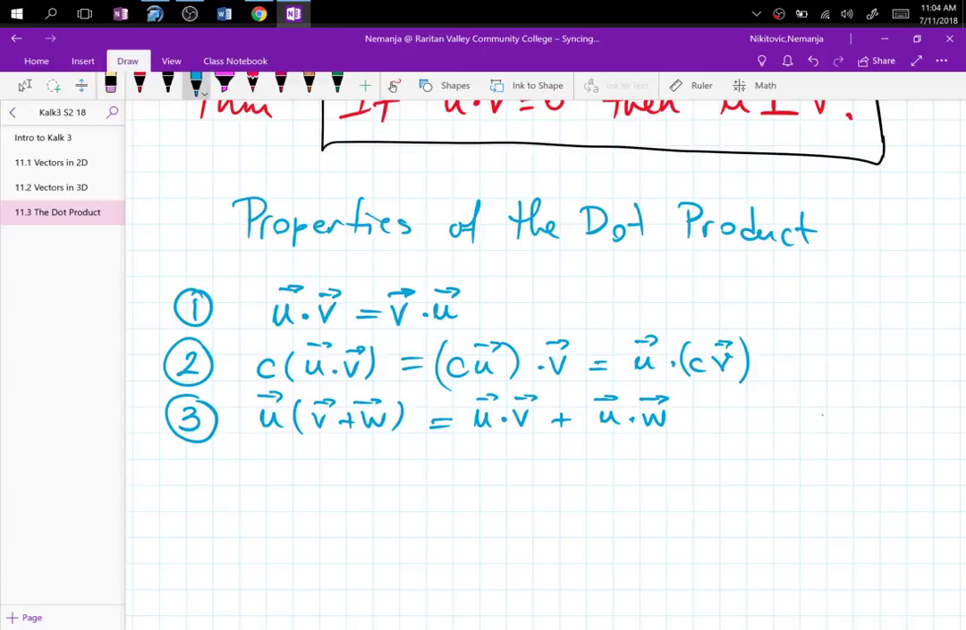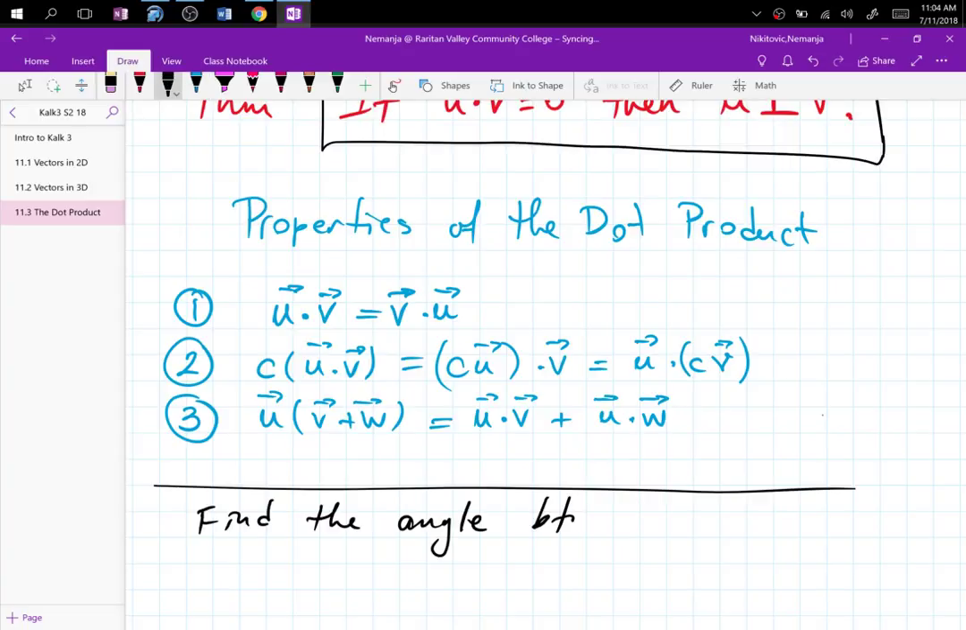So here's a problem for you to enjoy. Find the angle between vector u given as 3i plus 4j, and we put these little hats because these are unit vectors, and vector v given as 4j plus 5k. Find the angle between these two vectors.